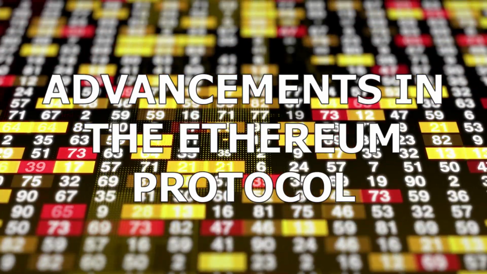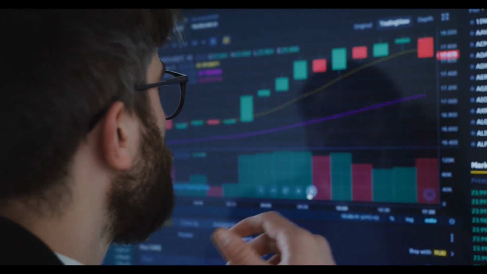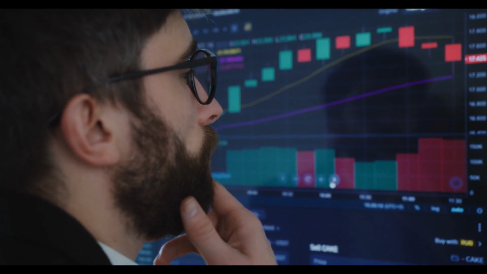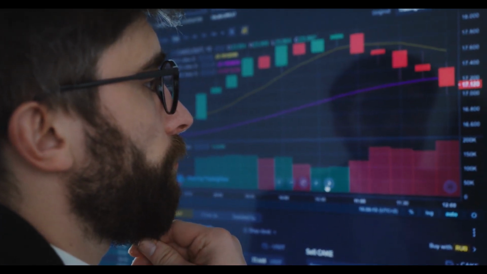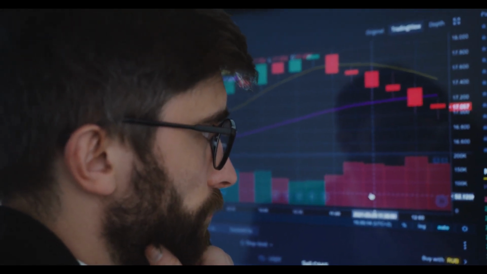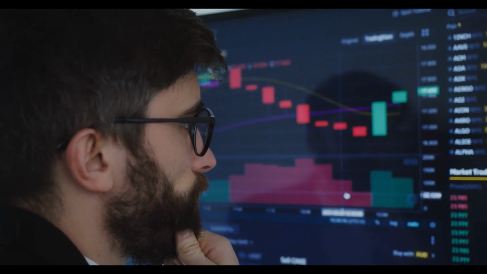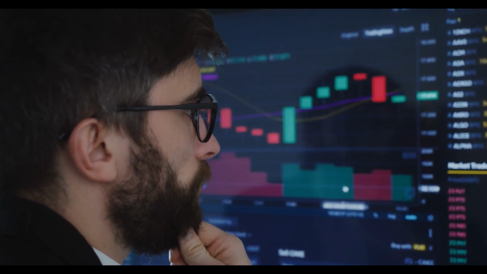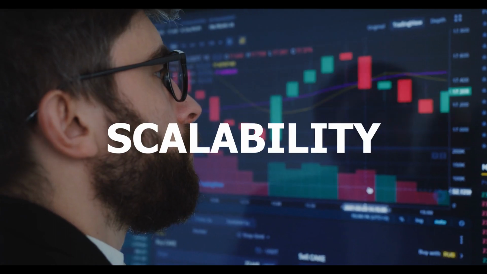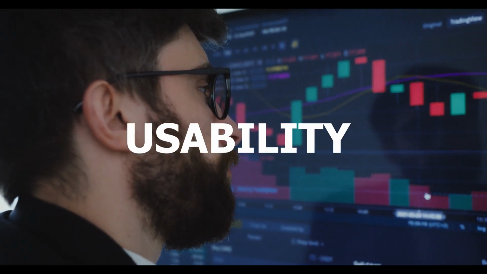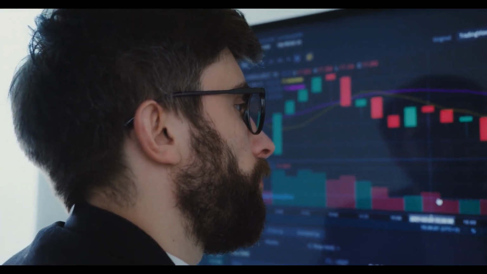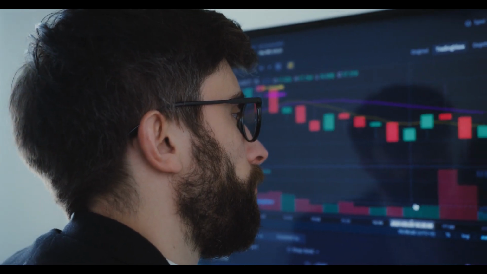Second, advancements in the Ethereum protocol. Ethereum's development team is working on several significant updates to the protocol. A recent example is the move from proof-of-work to proof-of-stake consensus algorithm. This could lead to improvements in the scalability, security, and overall usability of the network, which could make it more attractive to developers, users, and investors.